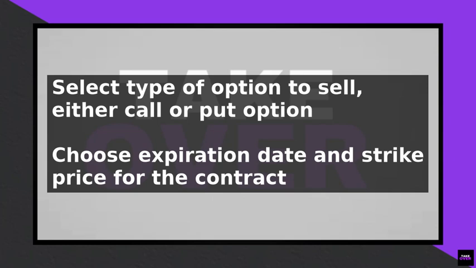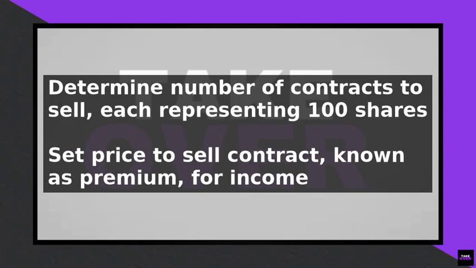Determine the number of contracts you want to sell. Keep in mind that each contract represents 100 shares of the underlying asset. Set the price at which you want to sell the contract. This is also known as the premium. The premium is the income you receive from selling the option.